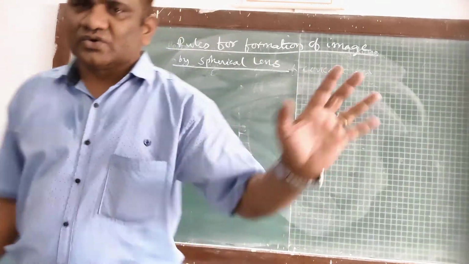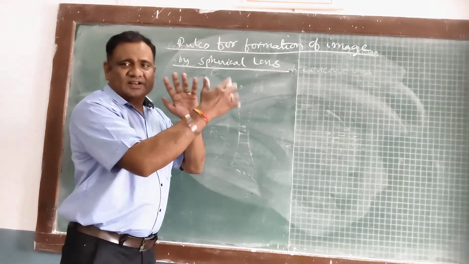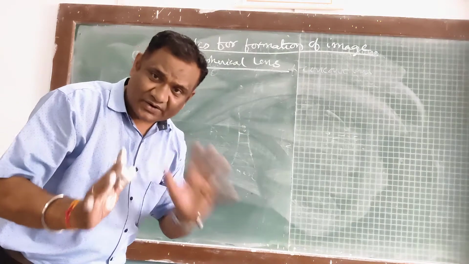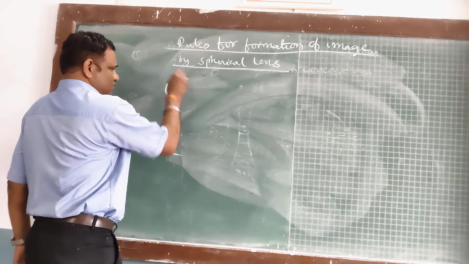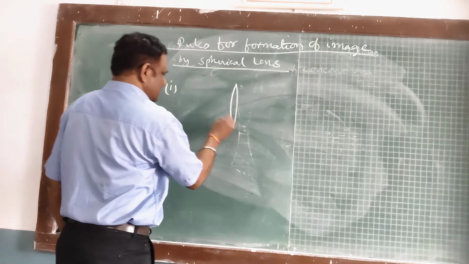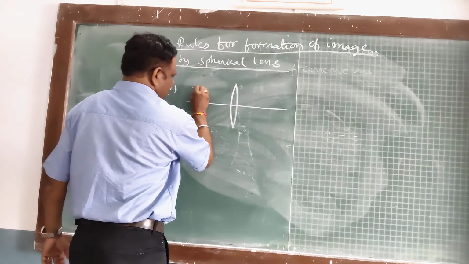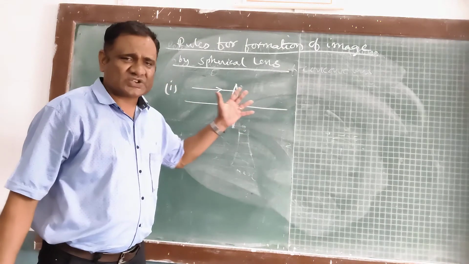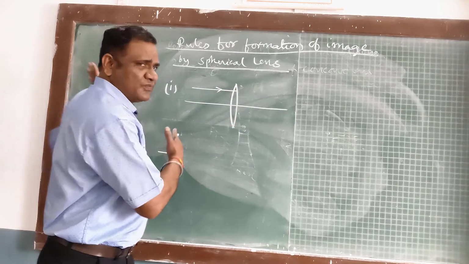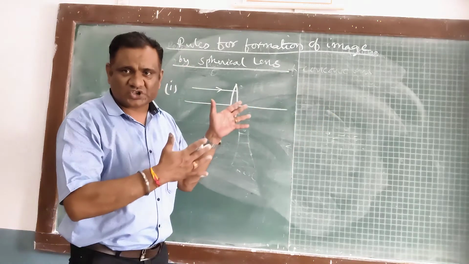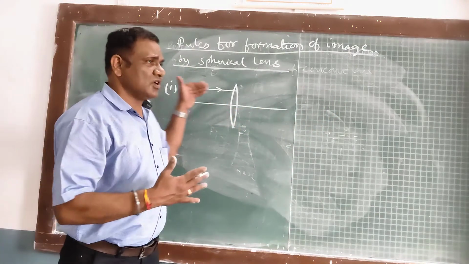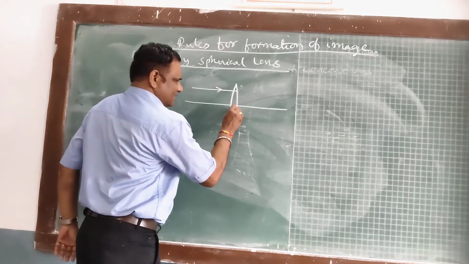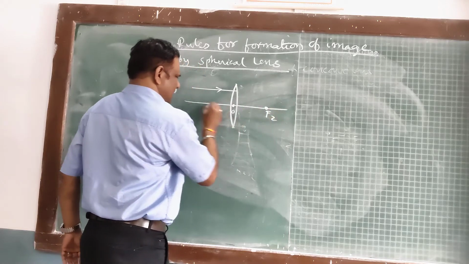So here are the rules, and we can show the rules with the help of some simple ray diagrams. Look at the first rule. The first rule says, when incident rays are parallel to the principal axis, what does the sign convention suggest? Incident rays always move from left to right. Now this is the optical center. This is F2. Here is F1.